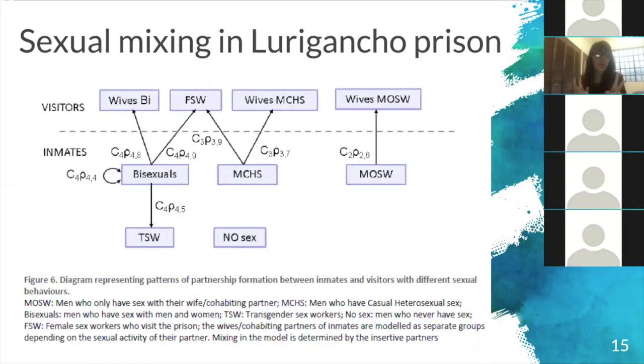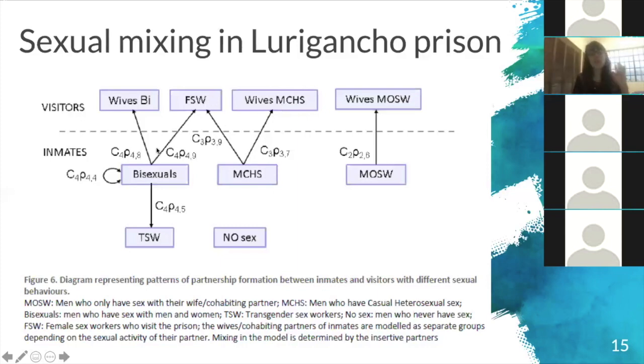So although officially you needed to be married or to have some legal bond in order to have conjugal visits, there was a whole parallel system of conjugal visits that occurred in the prison, including visits of female sex workers who regularly worked in the prison. And so this meant that some men continued only having sex with their wife or partner, and some men had casual heterosexual sex, which is what CHS stands for, and so they would have sex with their wives or female partners as well as female sex workers.